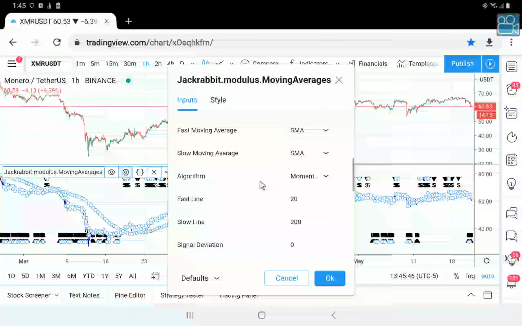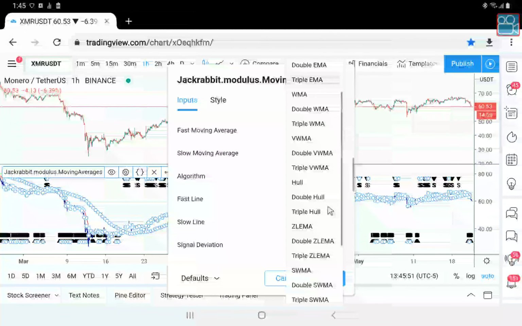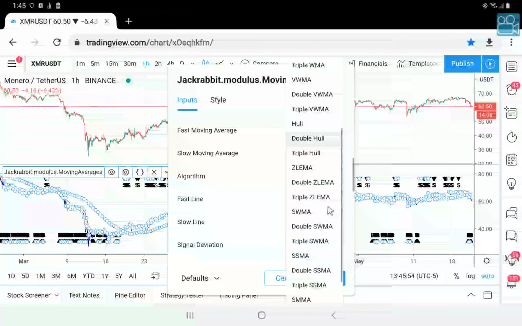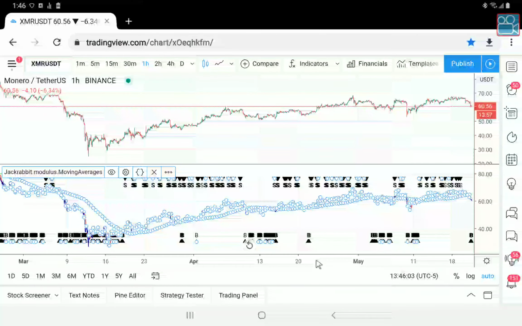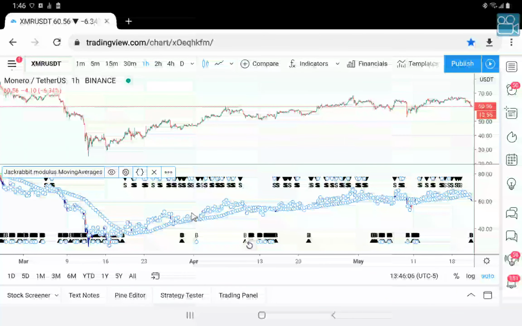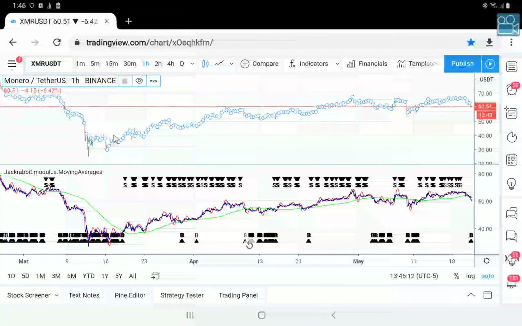For example, this is a fast moving average. Let's go to a triple sine wave. So from a simple moving average to a triple sine wave. There you have it. And there's even more things you can do to this. You can actually make your slow line at a level of 20 and your fast line at a level of 80.